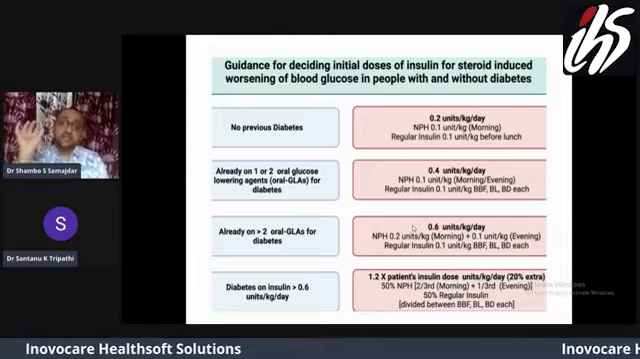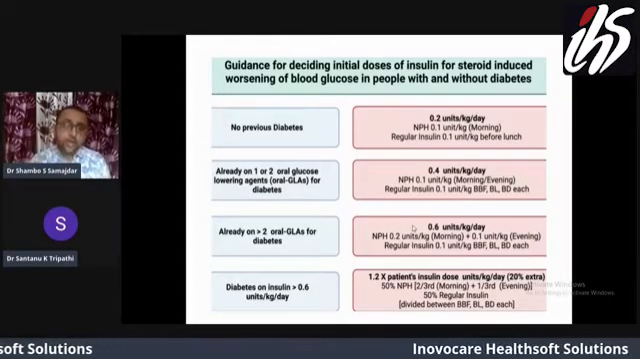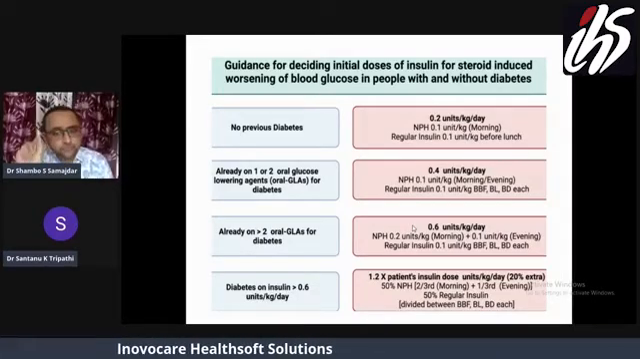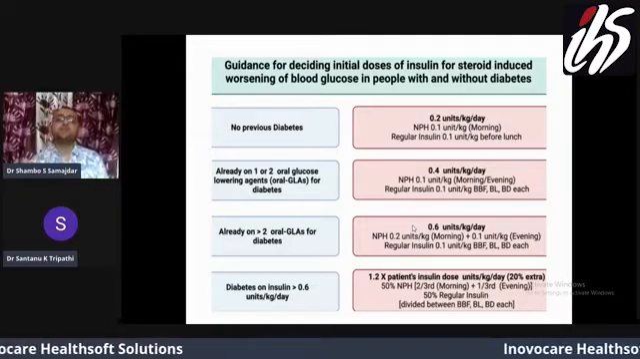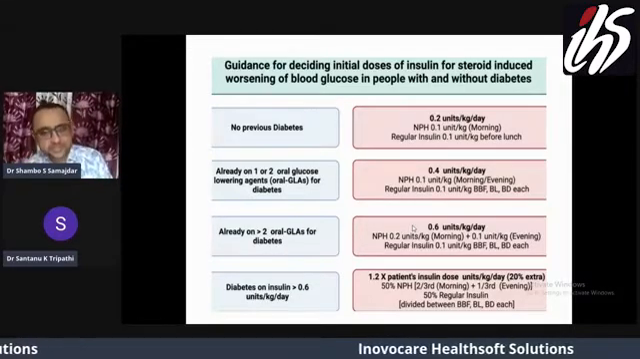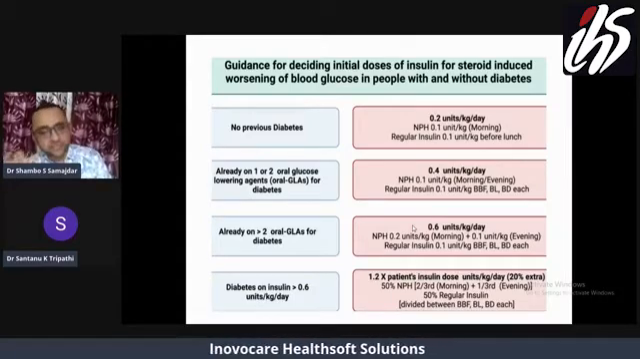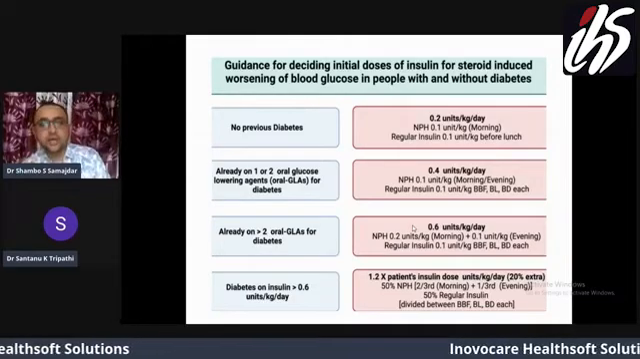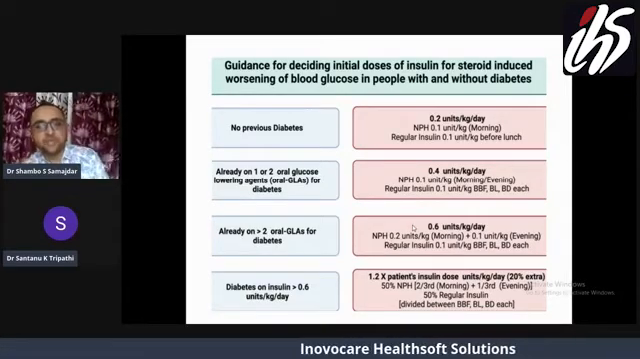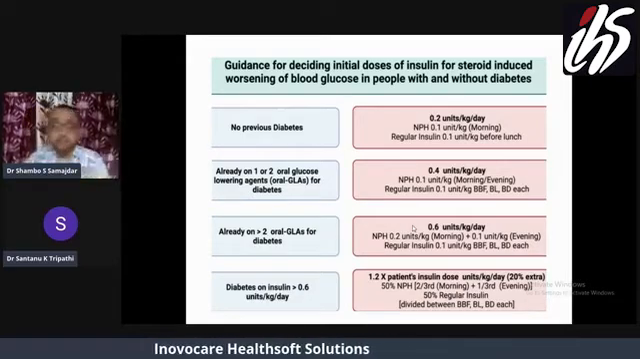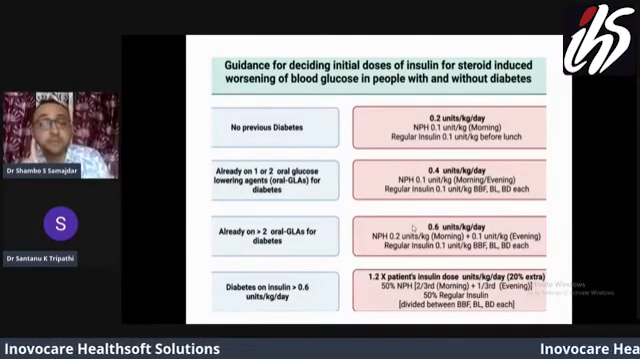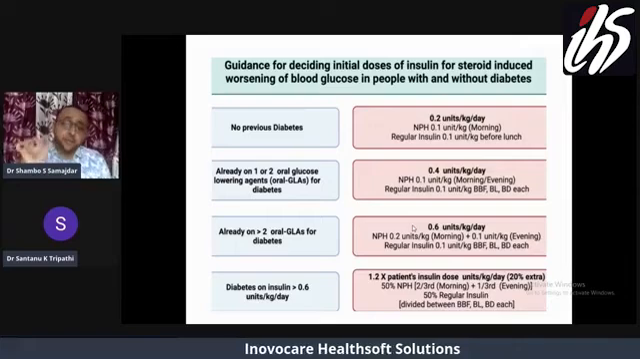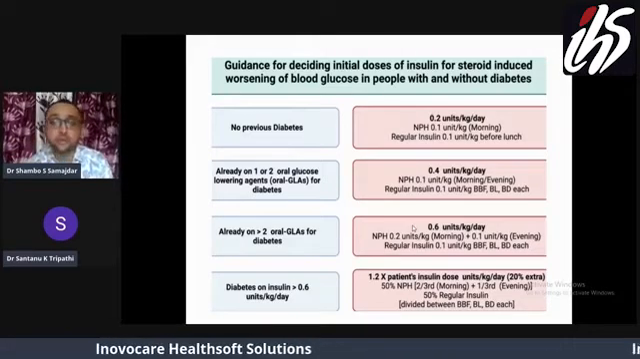But when the patient is already a known diabetic, already on 1 or 2 oral glucose lowering agents, then the dose should be 0.4 unit per kg per day. Here we need to give NPH 0.1 unit per kg as a morning dose and an evening dose, along with regular insulin 0.1 unit per kg before breakfast, before lunch, and before dinner. NPH 0.1 unit per kg is one dose only, so it is generally preferred to give it along with the steroid we are using.